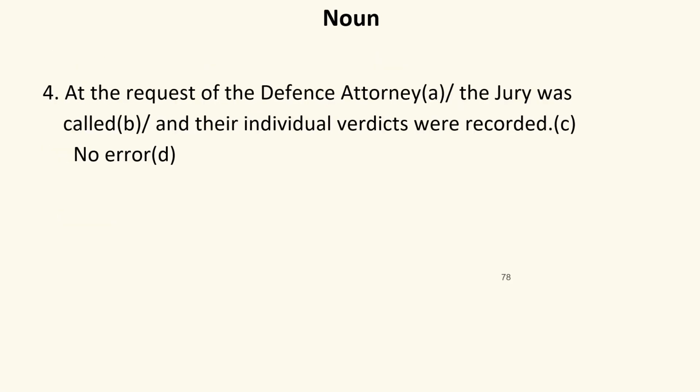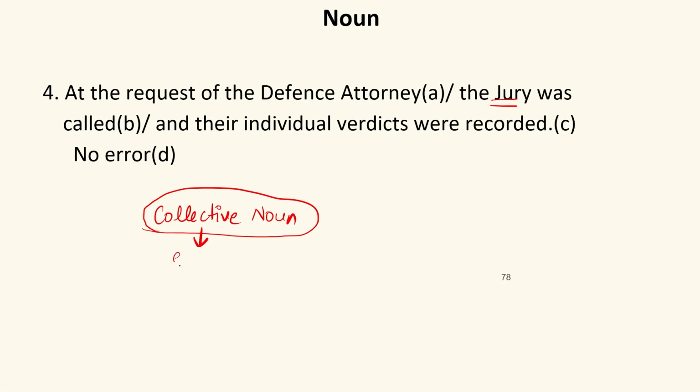Now, at the request of the defense attorney, the jury was called and their individual verdicts were recorded. In this sentence, we have the word jury. Jury is actually a collective noun. Now let us see this concept, which is very important. Collective nouns are always considered singular because a collective noun is a group of something. So we use the singular form of verb with it.